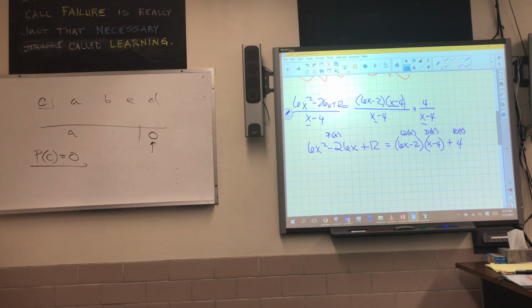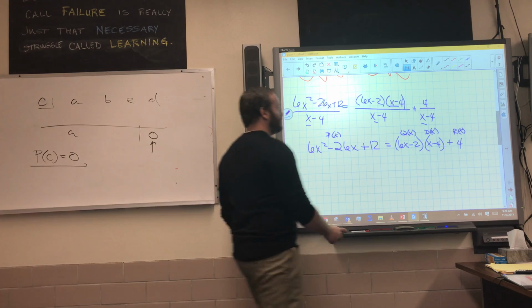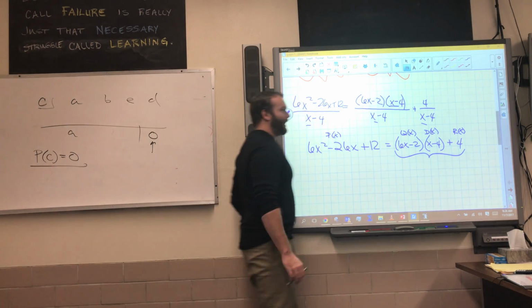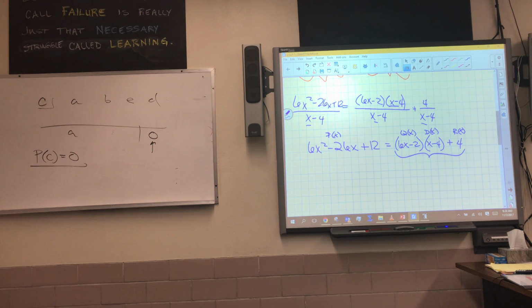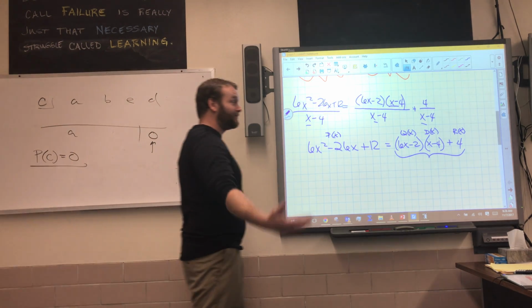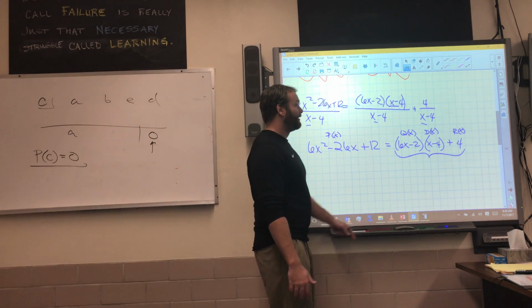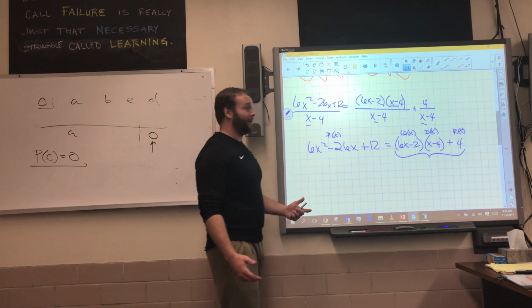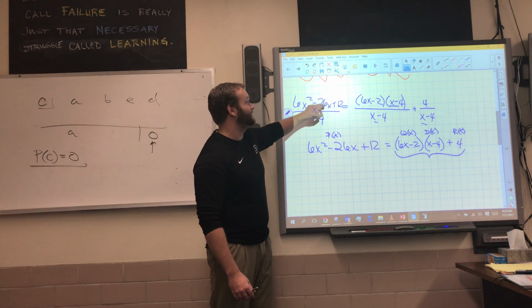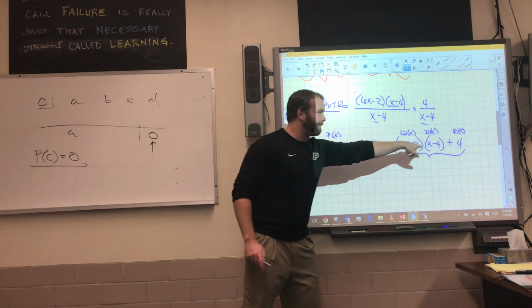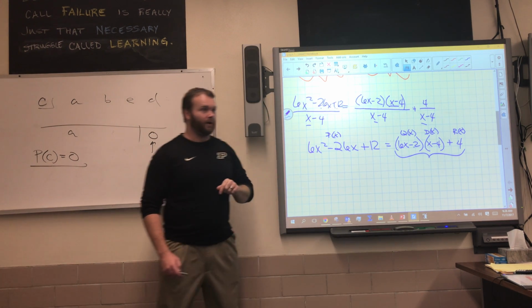So you're seeing there that p of x is equal to the quotient times the divisor plus the remainder. If you were to take this thing here and FOIL it out, 6x times x gives you 6x squared. 6x times negative 4 gives you negative 24x. Negative 2 times x gives you another negative 2x, so that's negative 26x. And then negative 2 times negative 4 gives you 8. So far, just FOILing that out, you get 6x squared minus 26x plus 8. Add 4 to that 8, and you get plus 12.